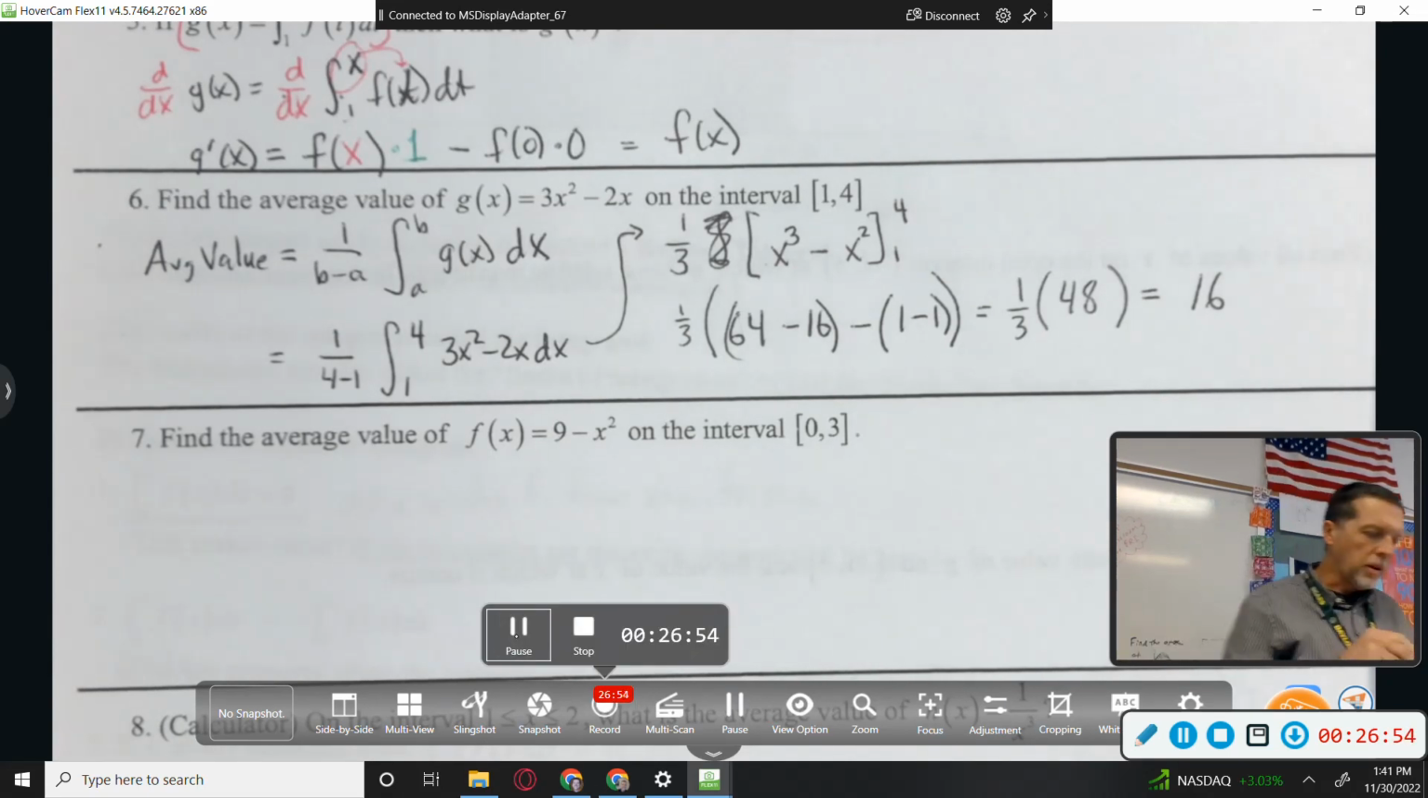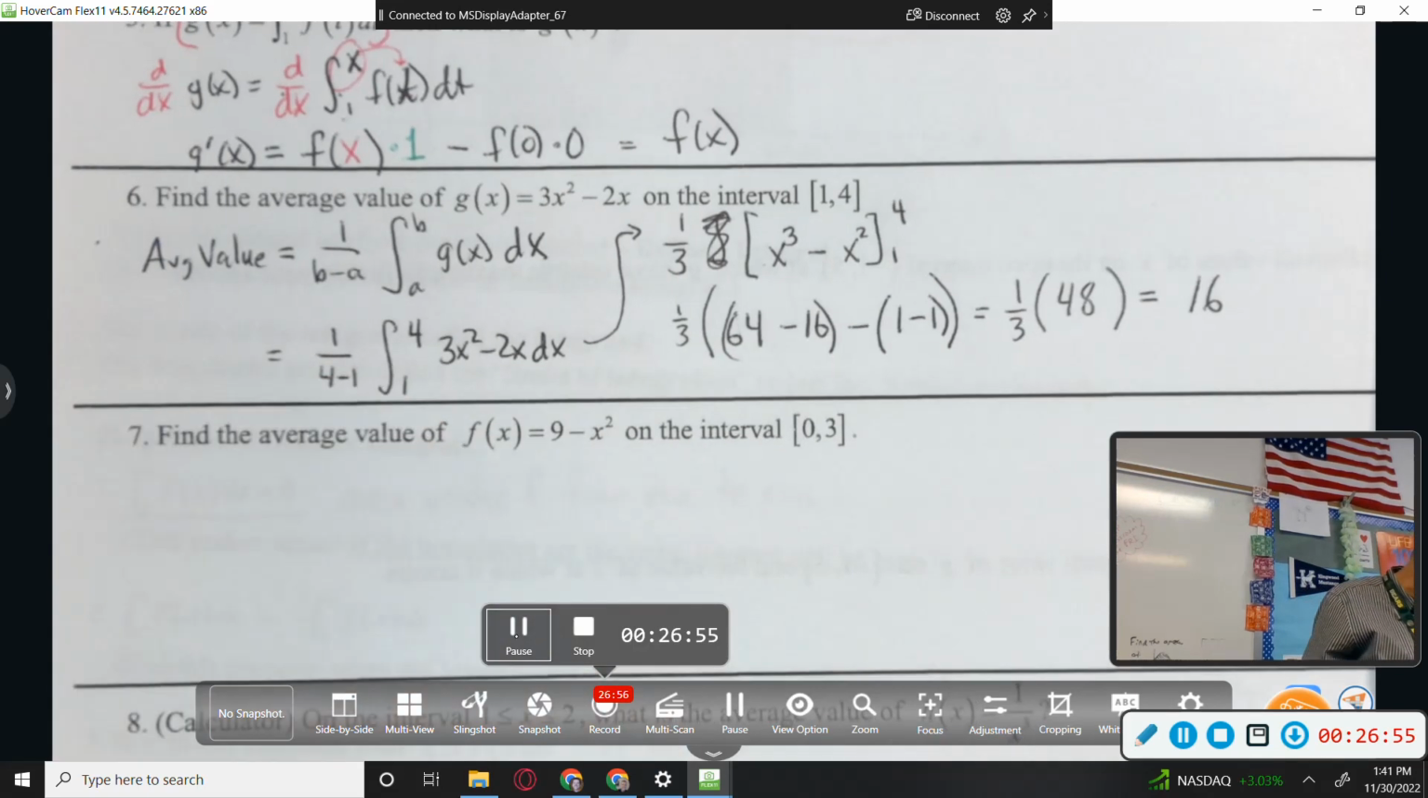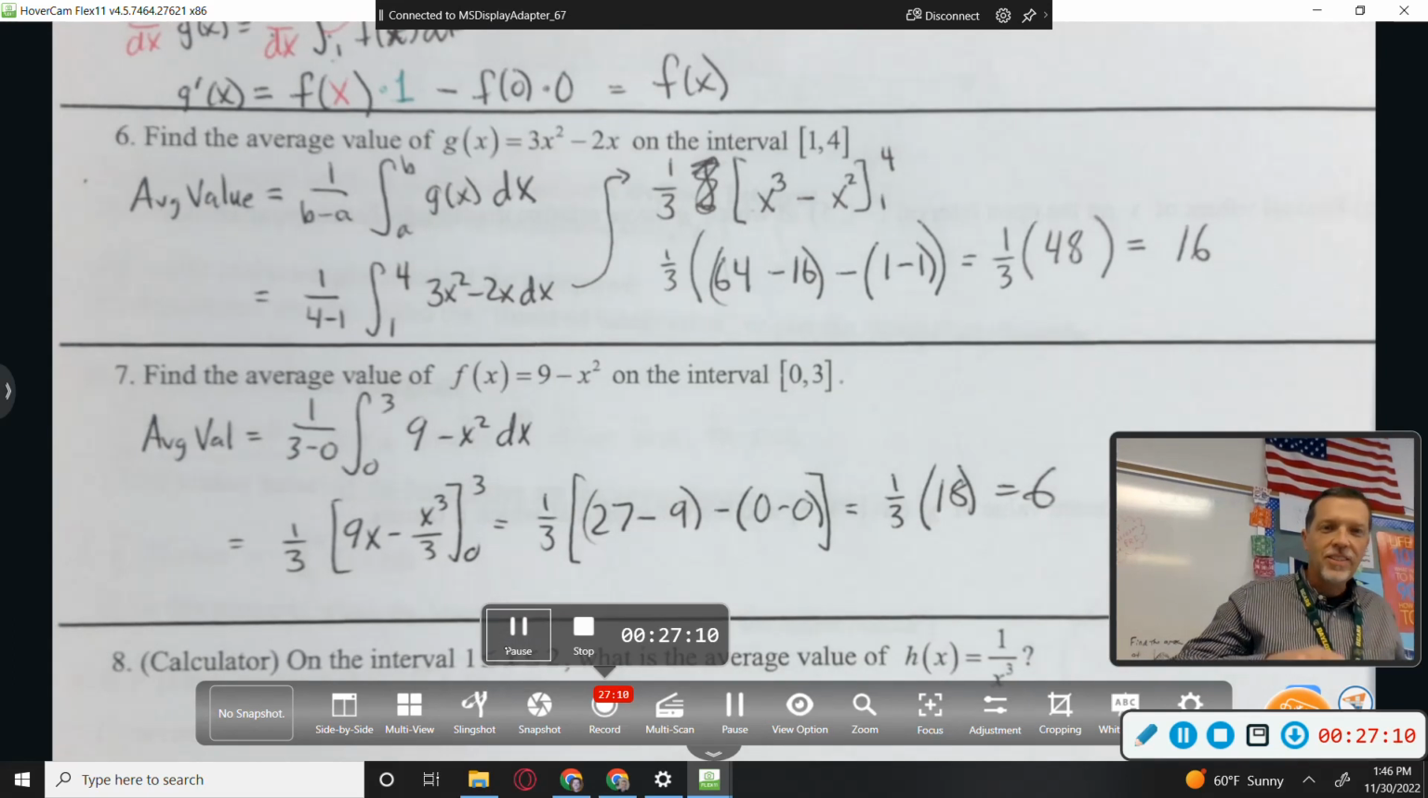All right, I'm going to pause, and you're going to try number 7. So see if you can do 7 start to finish. It's exactly like number 6. I mean, different numbers, different equation, but same process. Find the average value of f from 0 to 3. So the answer is 6.